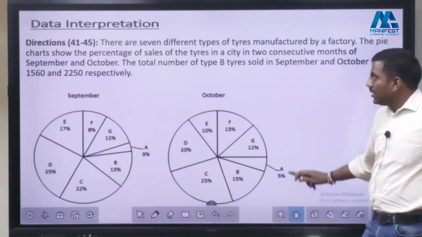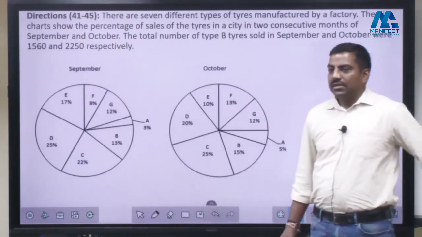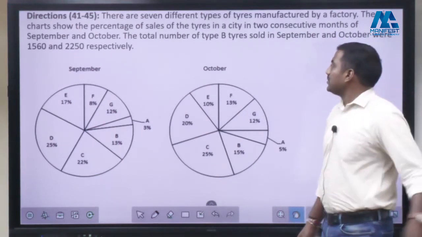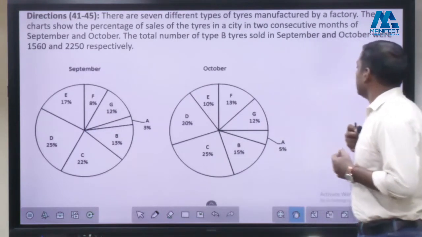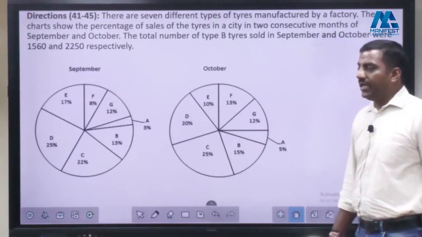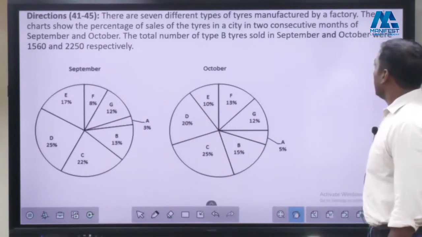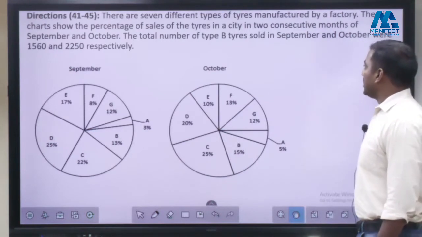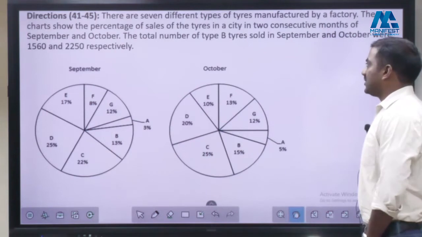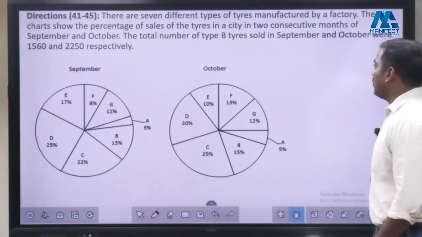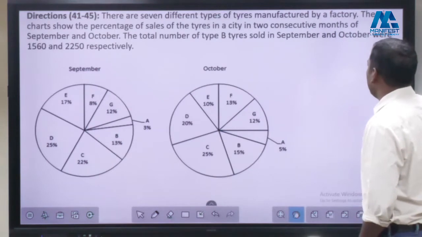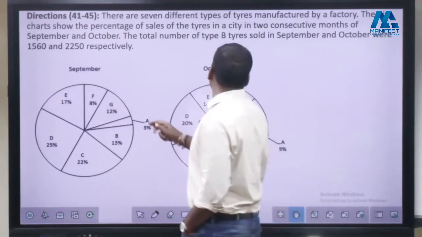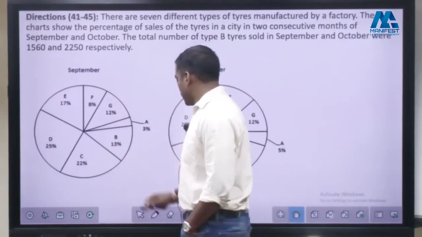Here you see two different pie charts. There are 7 different types of tires manufactured by a factory: A, B, C, D, E, F, G. The pie chart shows the percentage of sales of the tires in a city in 2 consecutive months, September and October. The total number of type B tires sold in September and October were 1,560 and 2,250 respectively.